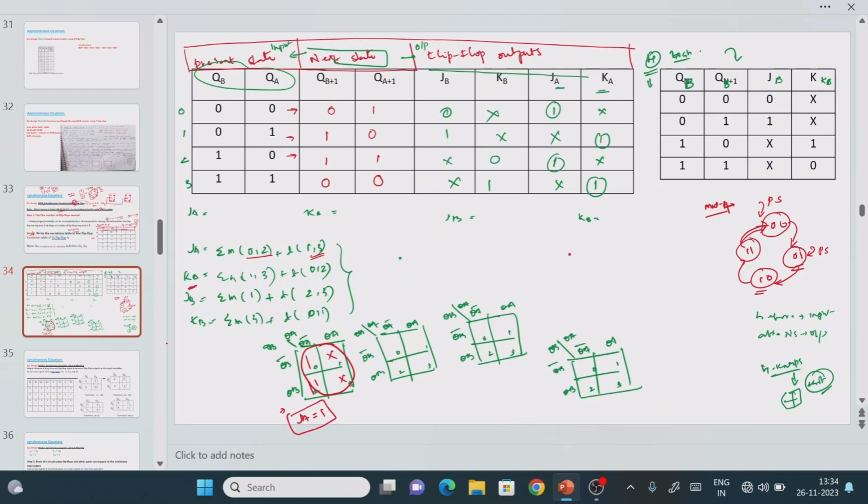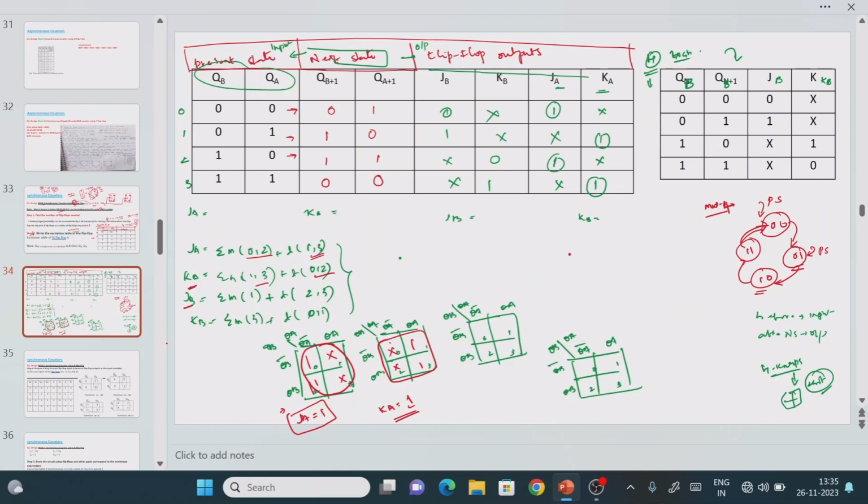So next we will find the output for the KA, right? So KA means what? 1 comma 3 are the 1s, and the don't cares are 0 comma 2. It means that again we can group the 4 ones, right? So KA also 1. If all cells are filled, then the answer is 1.